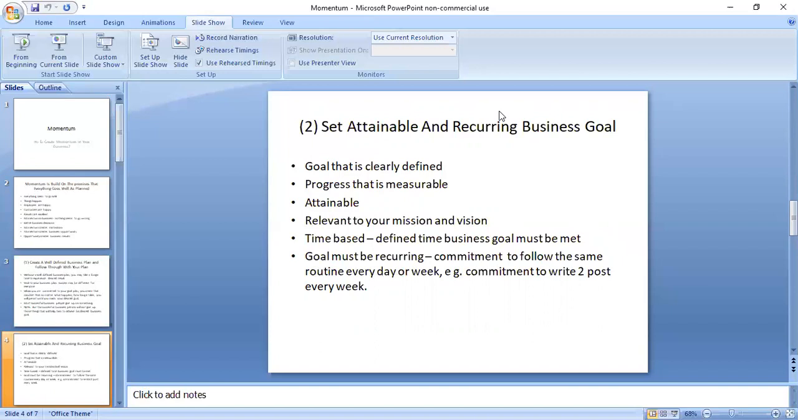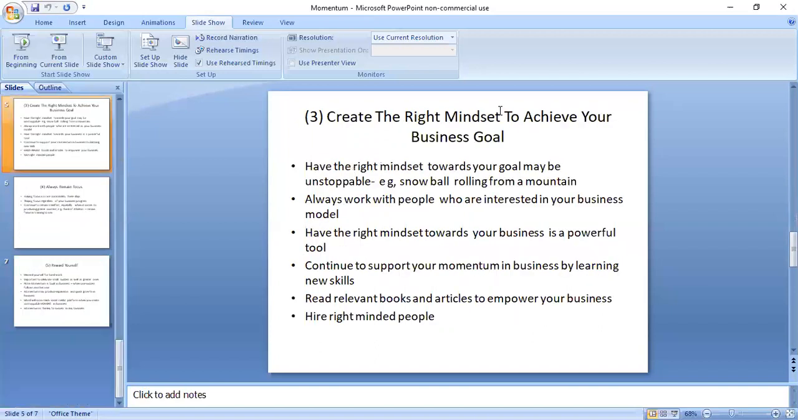Now, if you are not able to meet up to that commitment of writing your 2 posts each week, set your goal to write 1 post, because it's important that you follow through on a consistent basis with your goal rather than to lay back and allow your commitment to slip. And this leads to my third point.